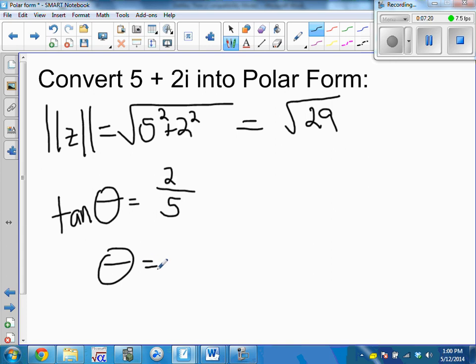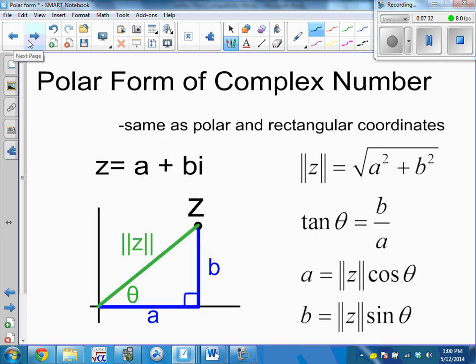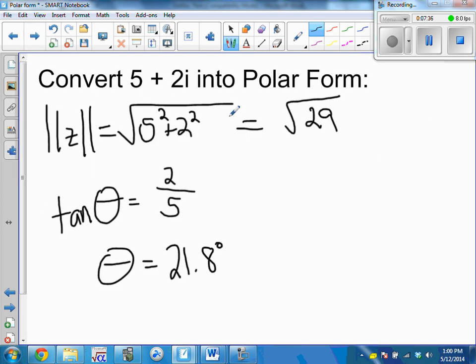Now, this is all calculator. I'm going to have my calculator in degree mode, 2 divided by 5, and I get 21.8 degrees. So those are the rectangular and polar pieces of a point. But I need to use this and this to get my polar form.